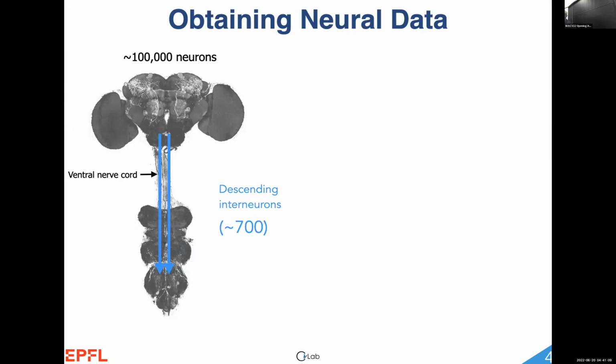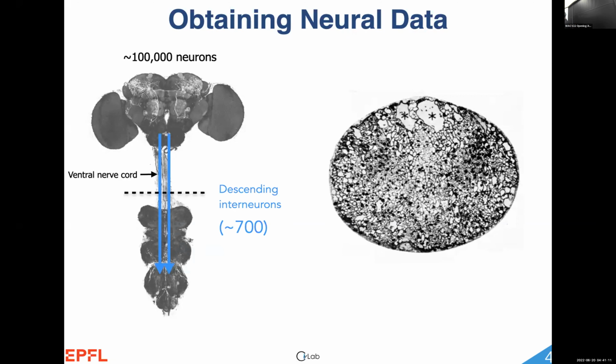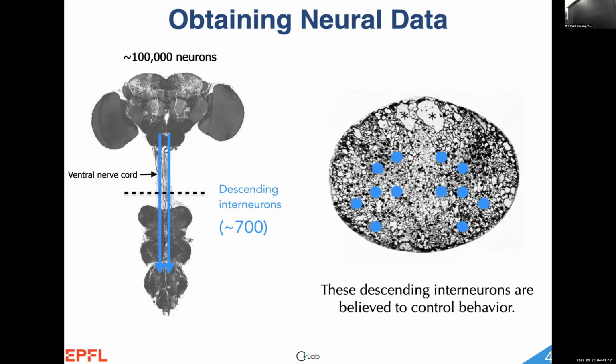And they are believed not to control pose directly. What they control is behavior. And then there's more machinery further down to actually control 3D pose. So when the fly behaves in a particular way, you should see some of these 700 neurons light up. And because there are not so many of them, it becomes manageable.